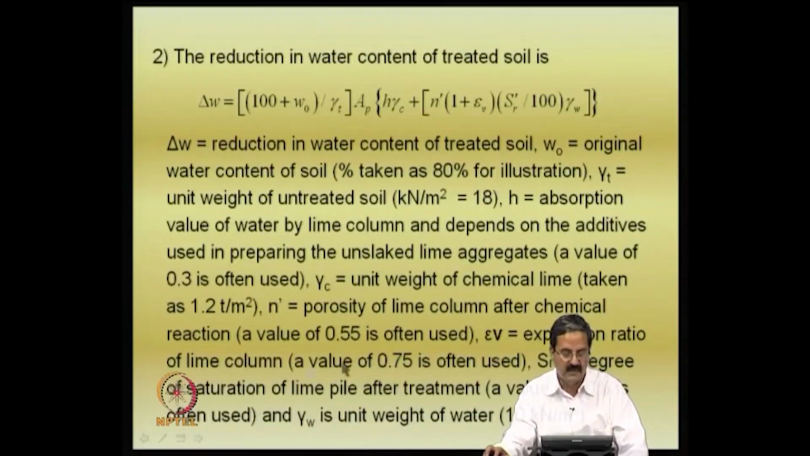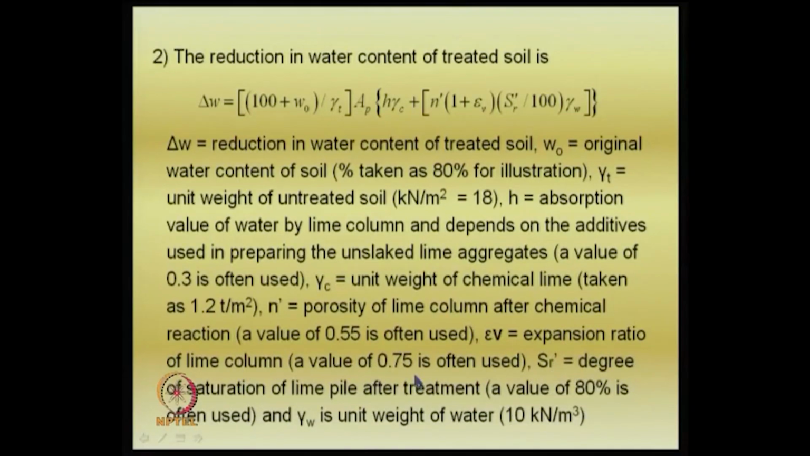So, EV is another expansion ratio of the lime column, this is another value taken as 0.75, and SR is the degree of saturation after the lime pile after treatment. Initially we assume 100%, but once you treat the soil with lime, what happens is that the void ratio becomes more void, because of the particle aggregation, and we use a degree of saturation of 80%, and we know the unit weight of water is 10 kN per meter cube.